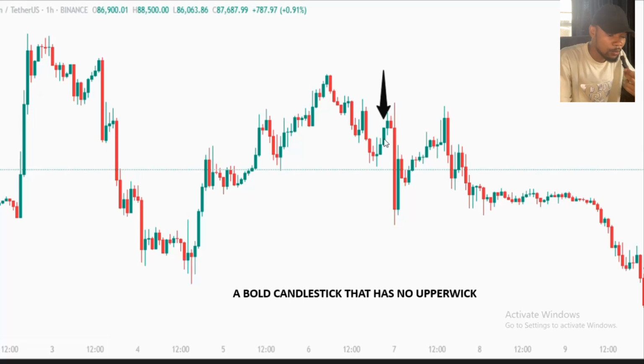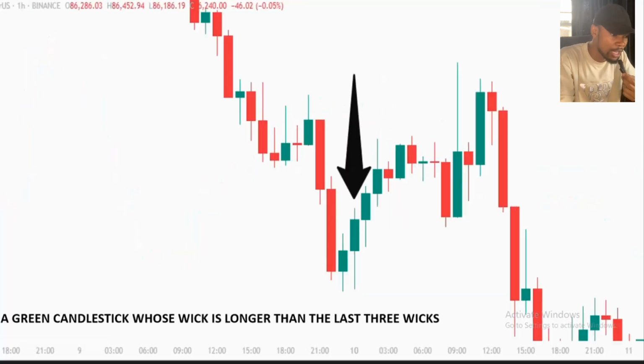All right. Now, all of these signs are very, very powerful, and the most powerful of them, which is the one we are going to be using, is this one. So we're going to pay attention to any green candlestick whose lower wick is longer than the last three, longer than this one, longer than this one, and longer than this one. So guys, let's get into our TradingView chart and let's do this practically. Now don't forget the rules.